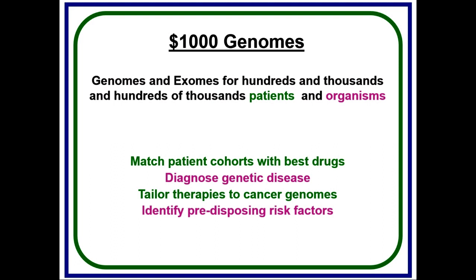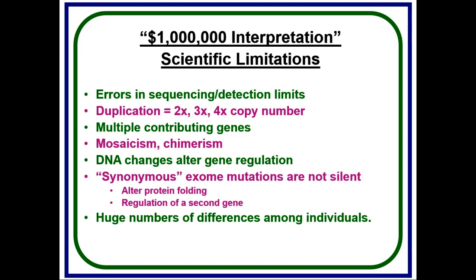And our rationale is that this will enable us to match patient cohorts with the best drugs, diagnose genetic disease, tailor therapies to cancer genomes, and identify predisposing risk factors. But to accomplish this, we must first solve what's been called the million-dollar interpretation problem.